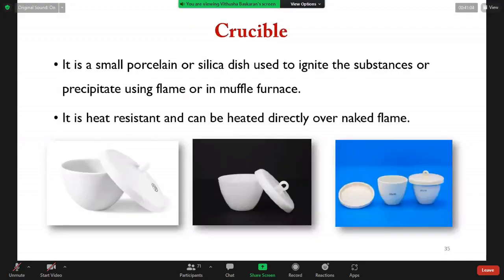And in case of the crucible, this is also heat resistant, and this can be heated directly over the naked flame. And by placing the samples inside this crucible, you can keep it in the muffle furnace for the ignition of the substances. Okay, and it is made up of silica dish or porcelain dish. And it is used to ignite the substances or the precipitate using flame or in a muffle furnace. So this crucible is used for that purpose.